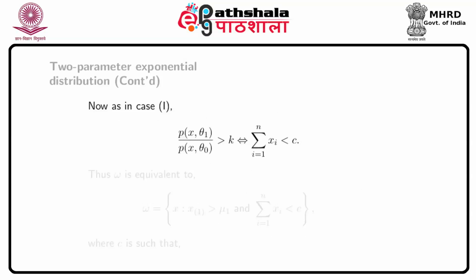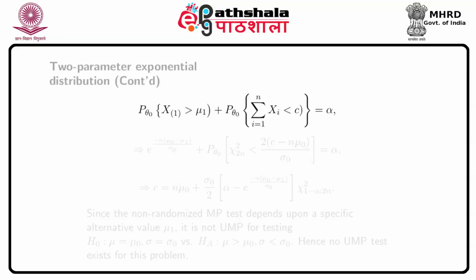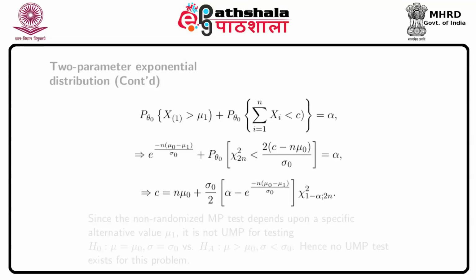Now, as in case 1, p_x(theta 1) by p_x(theta naught) greater than k is equivalent to summation xi is less than c. Thus, omega is equivalent to the set of those x for which x order statistics is greater than mu 1 and summation xi is less than c, where c is such that probability under theta naught of x order statistics greater than mu 1 plus probability under theta naught of summation xi less than c is equal to alpha. That implies c is equal to n mu naught plus sigma naught by 2 of [alpha minus e to the power minus n (mu naught minus mu 1) divided by sigma naught], that multiplied by chi square 1 minus alpha to n.